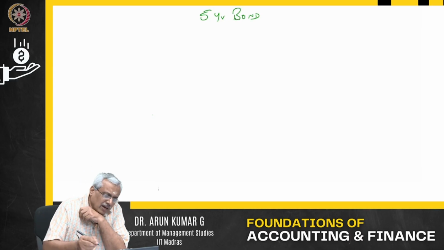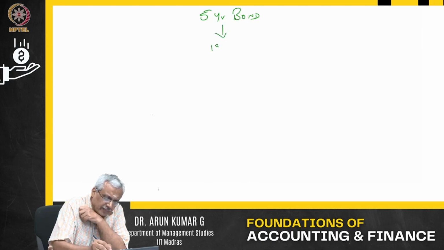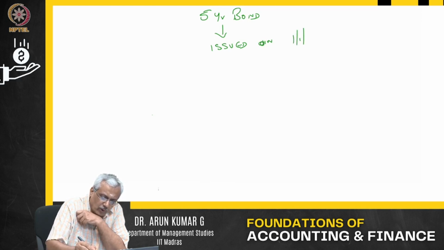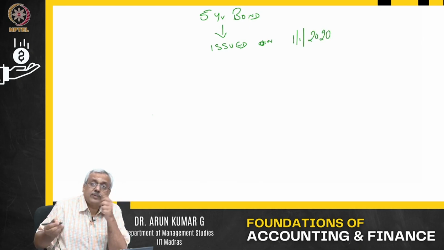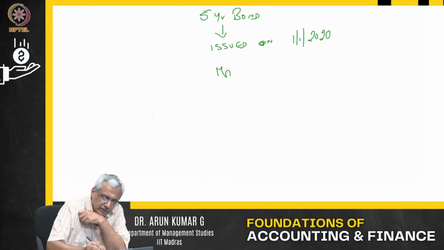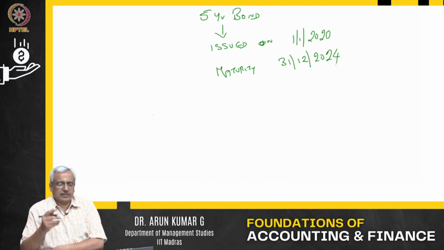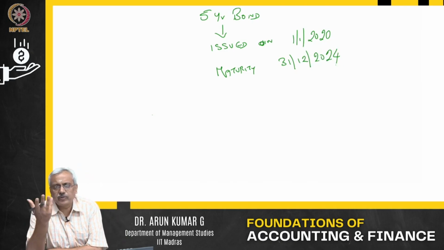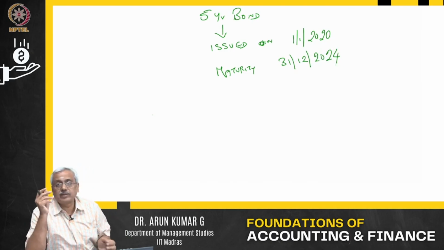Now, the bond was issued, let us say, on 1/1/2020. That means maturity will be on 31/12/2024. 5 years: 2020, 21, 22, 23, 24. A 5-year bond.